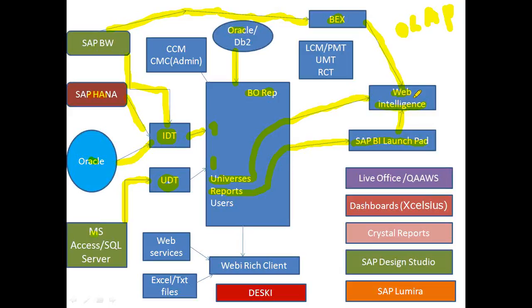So Web Intelligence is a web-based reporting tool with which you can develop reports on top of the universe, and you can develop reports on top of the BEX queries. To develop a universe, we need the IDT or the UDT tool. By connecting to the databases, we can develop a universe using the IDT or UDT tool. Once that universe is deployed into the repository, you can develop reports. Is that clear, everyone?